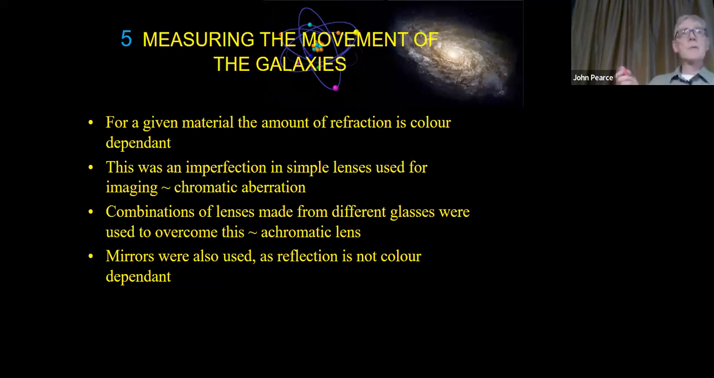For a given material, the refraction is color dependent, and you see this effect if you look through a simple lens. A magnifying glass with a large magnification usually shows a slight rainbow around the edge of the image, especially if it's a bright white image. In a telescope where you don't want that effect, you use combinations of glasses to give you achromatic lenses which don't distort colors. And mirrors do the same.